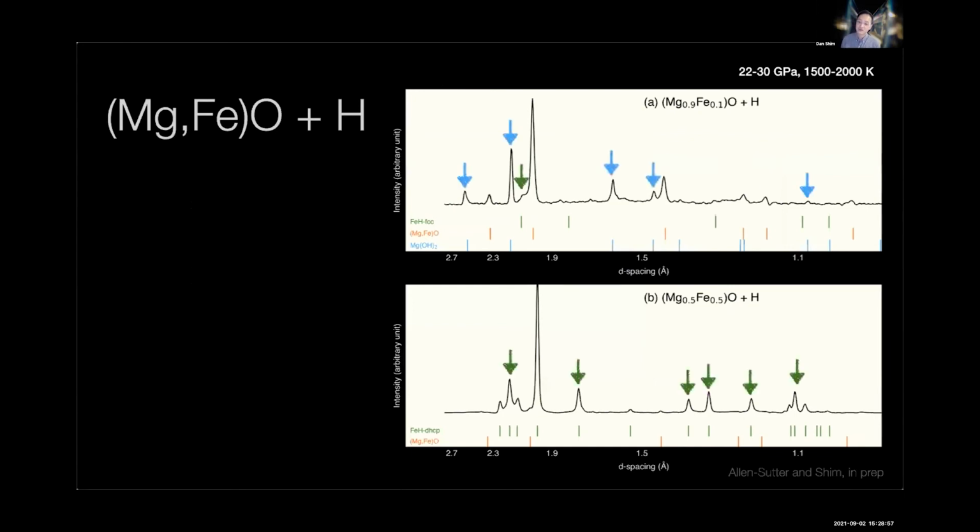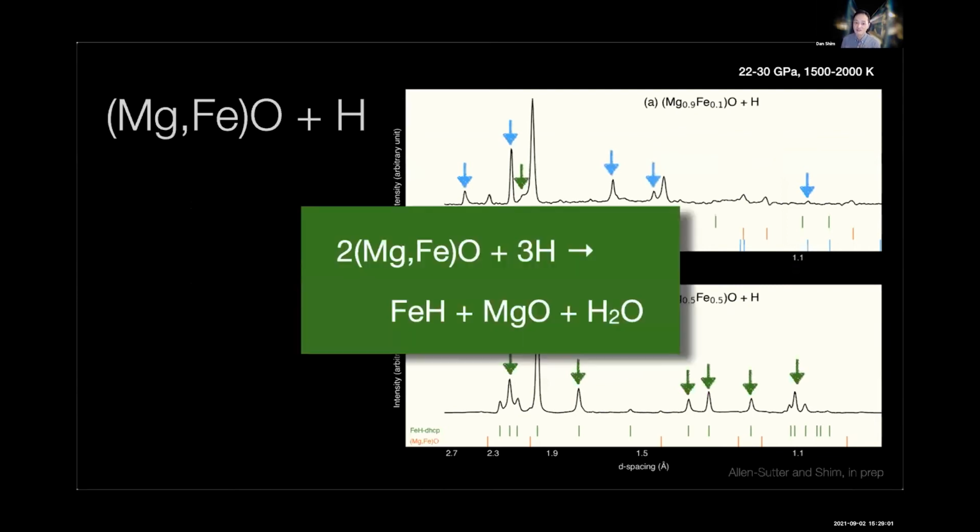Iron coming out from the oxide, turning into iron hydride, and then we actually find Mg(OH)2 in the cold spot, which means that water is in fact produced through this reaction and then reacts back with a silicate melt.